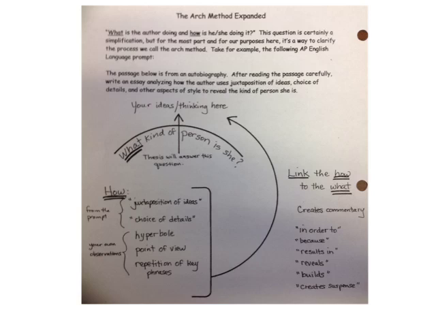So the ARCH method, again, is just a way to answer the question of what is the author doing or how is he or she doing it. And while this comes into play a lot with the analysis question, even with our synthesis question, when it comes time to take a position, we need to begin to evaluate the sources. And so this works for us.